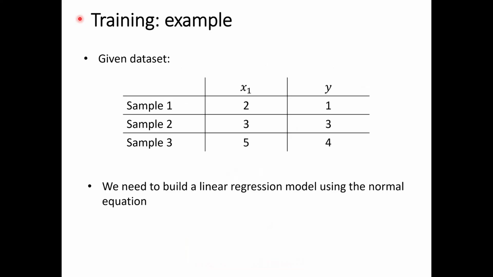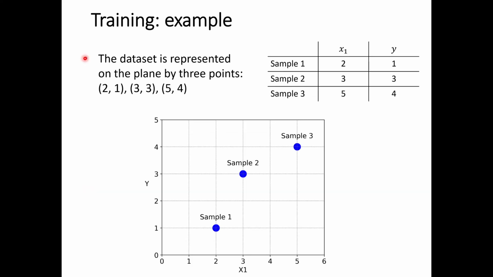Let's look at an example of how the normal equation works. Let's take a simple dataset consisting of 3 examples, 1 feature, and a target variable y. We need to build a linear regression model using the normal equation. The dataset is represented on the plane by 3 points: (2, 1), (3, 3), and (5, 4). You can see the samples on the graph. The x-axis represents the value of features and the y-axis the true values.